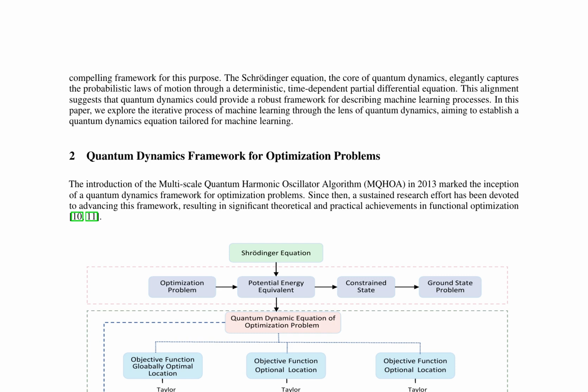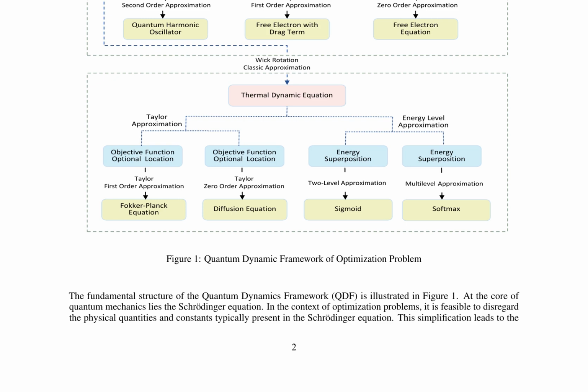The QDF consists of several interconnected components. The potential energy and equivalent constrained optimization problem are linked through the state and ground state. The quantum harmonic oscillator is connected to the objective function, with optional locations. The free electron with drag term is equivalent to the Fokker-Planck equation, a diffusion equation. The sigmoid thermal dynamic equation is related to the Wick rotation, a mathematical concept used to connect different domains.